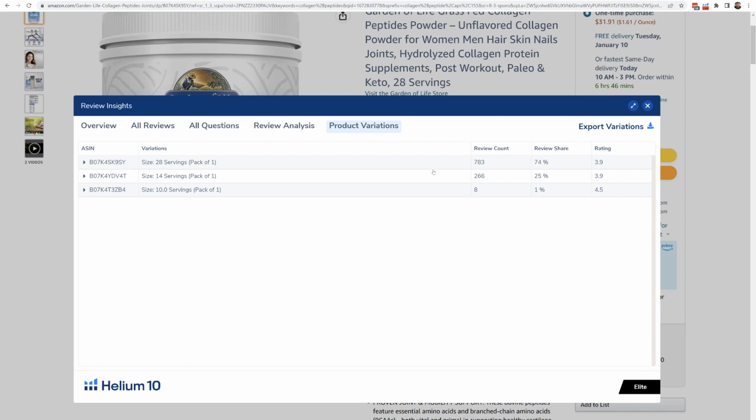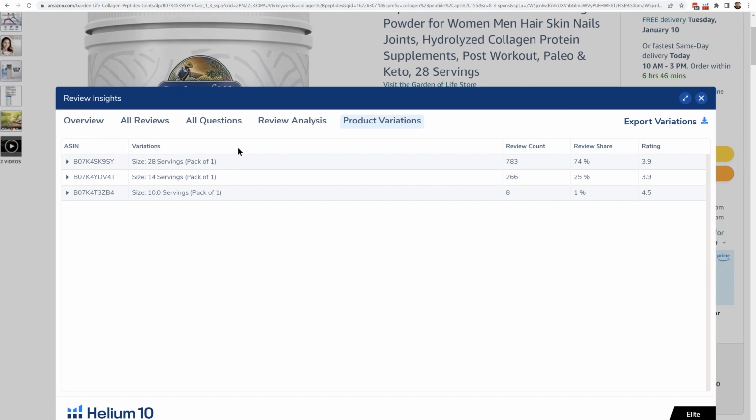All right. And then right here, you are going to see that this 28 servings collagen peptides has 783 of the recent reviews, and that's a 74% review share. And then the number 2 child item is this 14 servings one that has 25% review share. And this other one, a 10 serving one, only has 1% of the reviews.